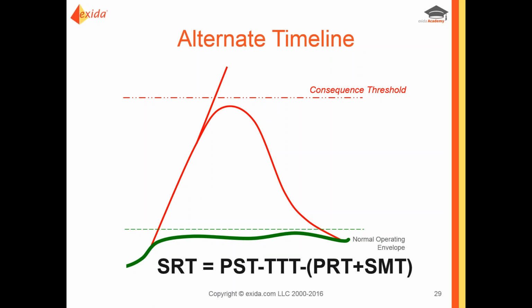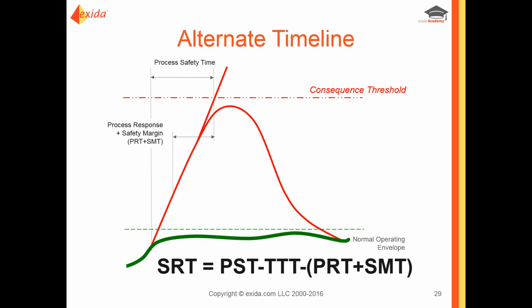Looking at that from an alternate timeline, what if we do have a more energetic process where the rate of change is much faster, or the process response time is much slower? This graphic is going to show us that perspective. The process safety time is basically calculated the same way. It is the difference between the excursion, or if you choose, the upper bound of the normal operating envelope, and the consequence threshold.